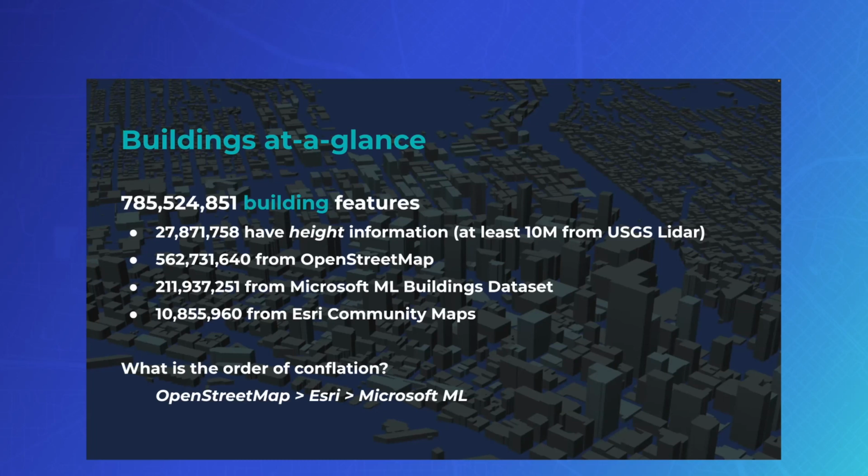If Esri community datasets have buildings where OSM doesn't, we then add those buildings. And finally, we fill in the rest of the map with any ML-derived buildings from Microsoft. Now, this first data release only includes Microsoft buildings for a few countries, but future releases will be global, so expect this total number to climb well over 1 billion.